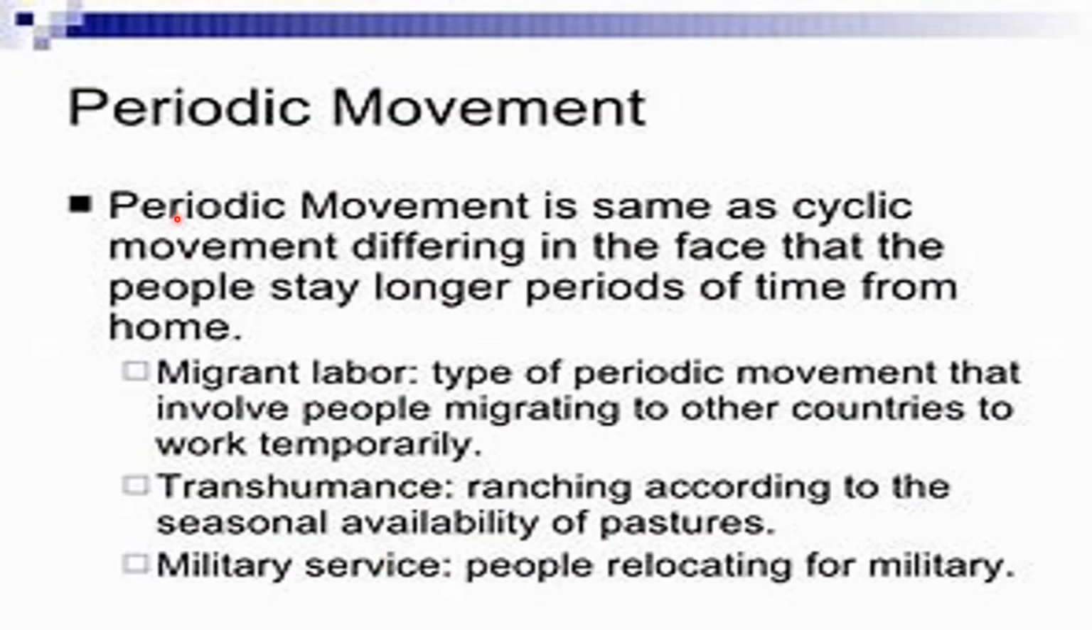Next migration is periodic migration, also known as seasonal migration. Here, people move from one place to another for a short duration and then return back to their hometown. This is a cyclic movement. For example, migrant labor move from their hometown to the cities where they get a job, and after completing their job, they return back.